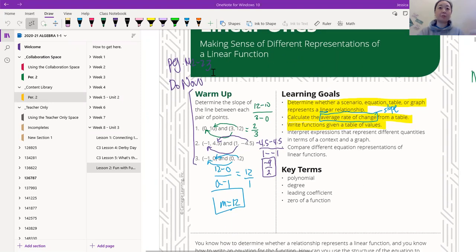We are on page M223. So we're back in the book. This is our warm-up. So we had 3 sets of points, and we were looking for the slope.